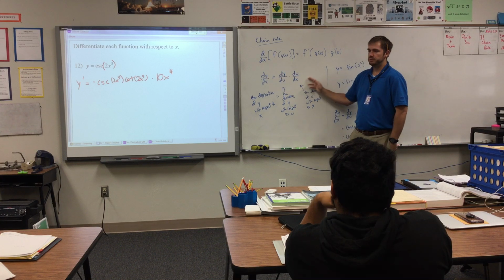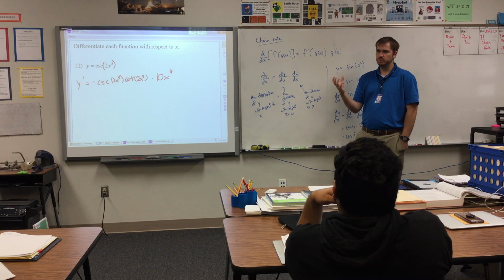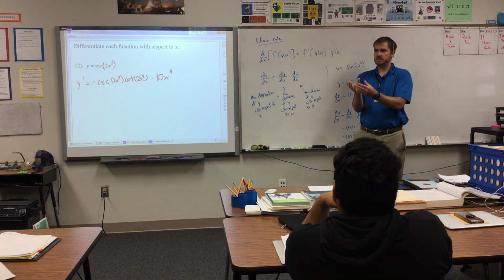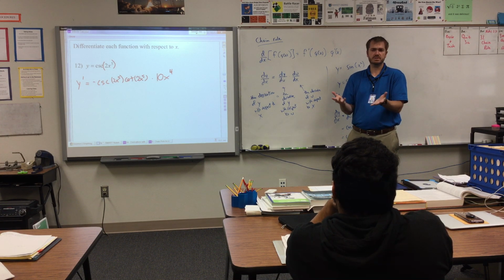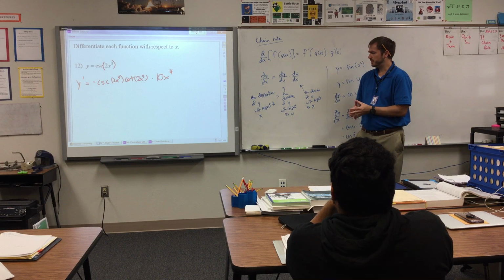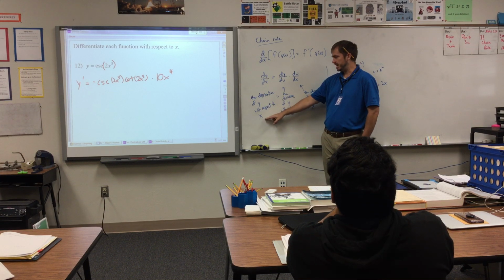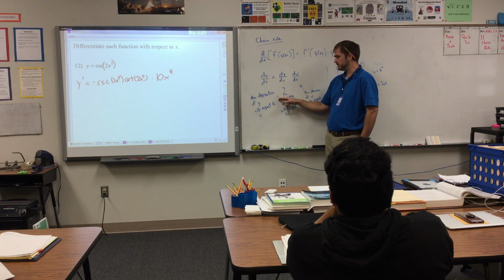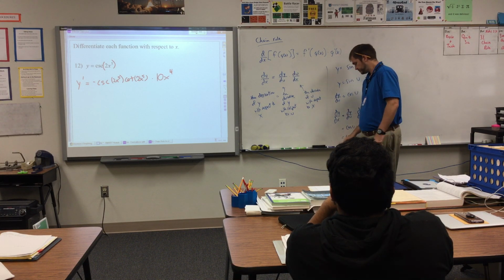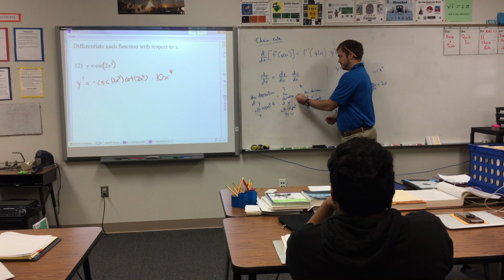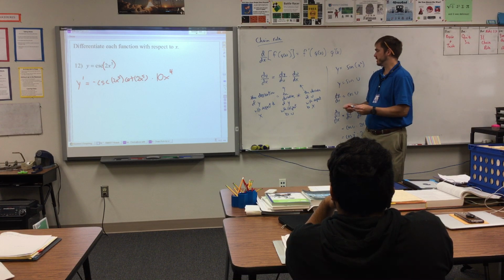I'd like to explain to you what is going on with this u business, because we are going to see u used as a letter to represent a function a lot from here on out. So the way we would read this is we would say the derivative of y with respect to x, that's what this means, equals the derivative of y with respect to u times the derivative of u with respect to x. If you want to write this down, you can. If you don't, that's okay too.